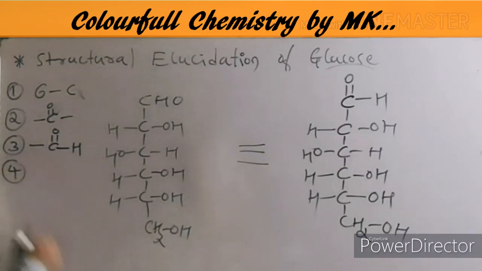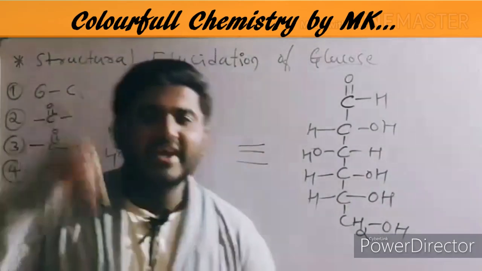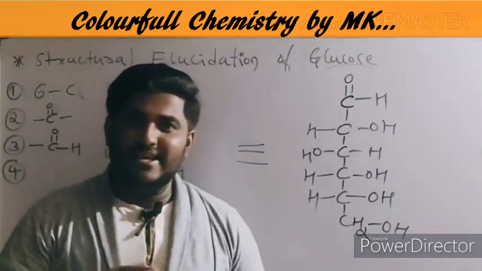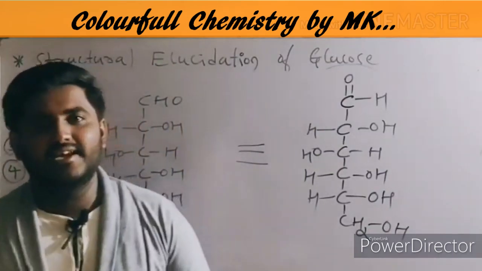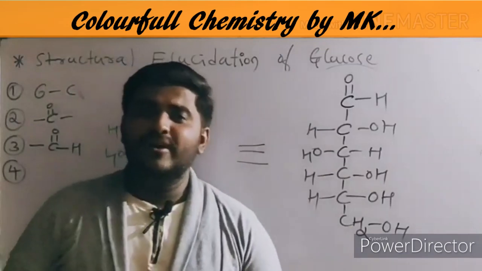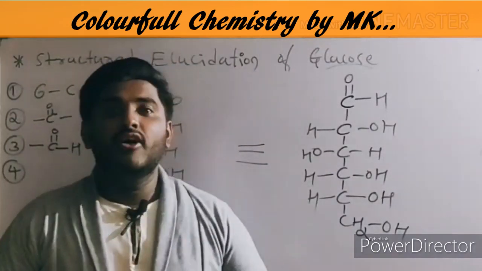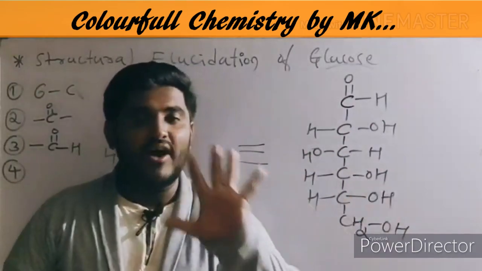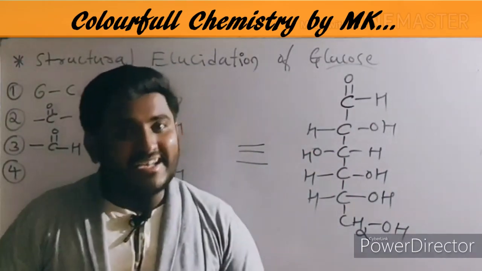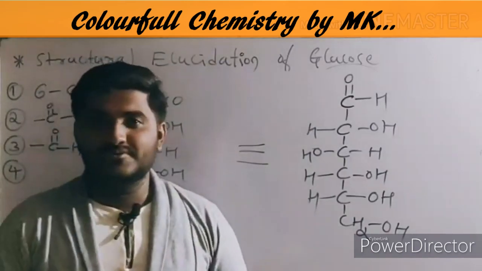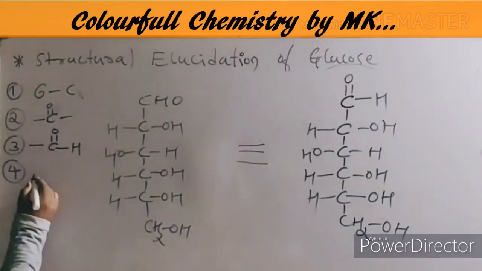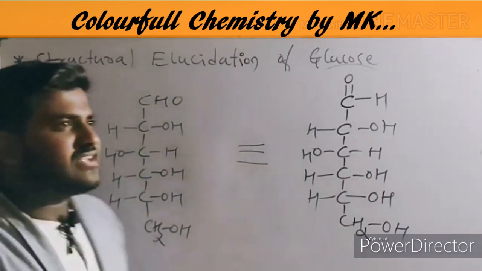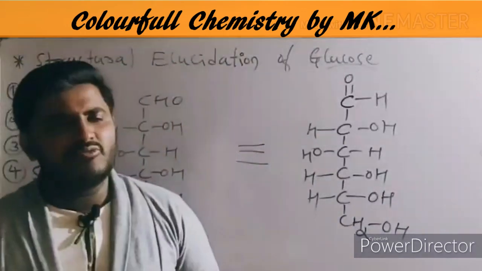In the fourth reaction, we took glucose and added acetic anhydride, CH3CO-O-COCH3. By using that reaction, we got a penta-acetyl derivative. Nothing but 5 acetyl groups are attached to it. That indicates glucose has 5 OH groups. And at this stage, we can't say whether it is a primary alcoholic group or a secondary alcoholic group.